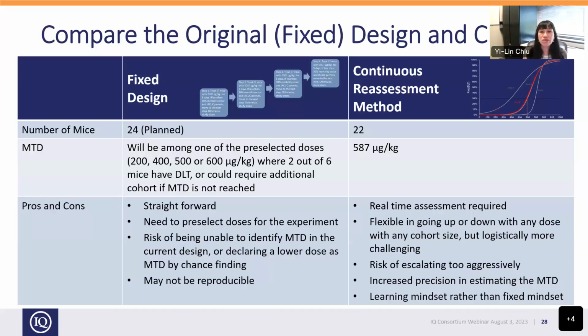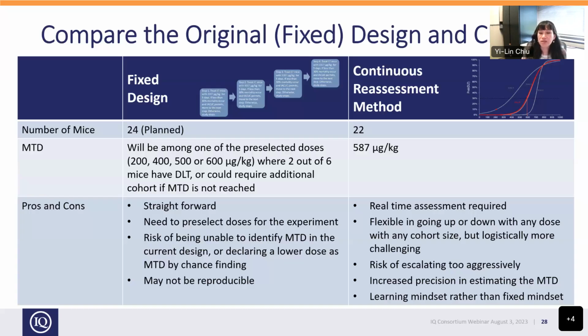Whereas with the continuous reassessment method, we have real-time assessment, and it's flexible going up or down. It doesn't have to always go up. It depends on the model prediction, right? Sometimes it can escalate a little too aggressively. But normally we will have the IACUC, animal welfare, or if this is done in humans, an ethics board that can cap the dose, so we don't have to escalate too aggressively.